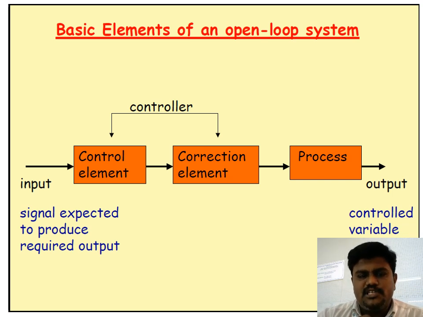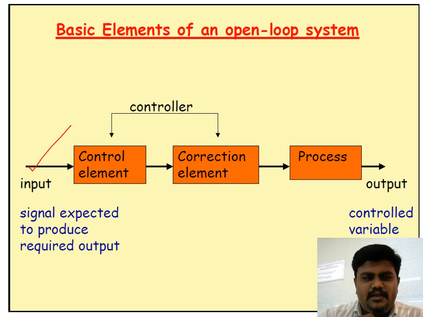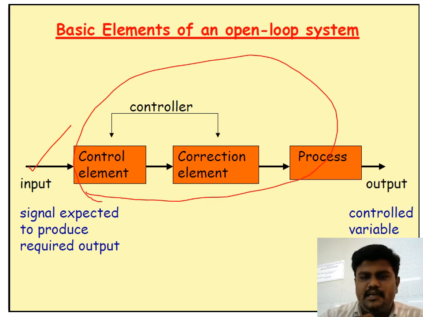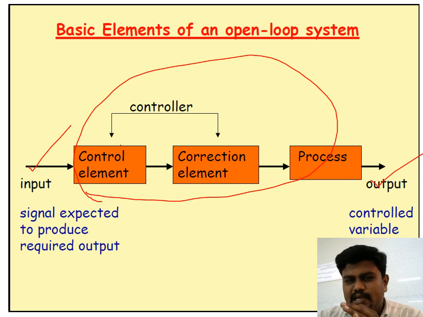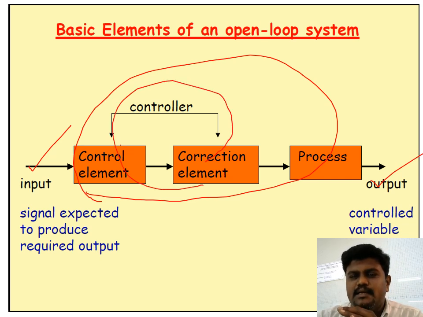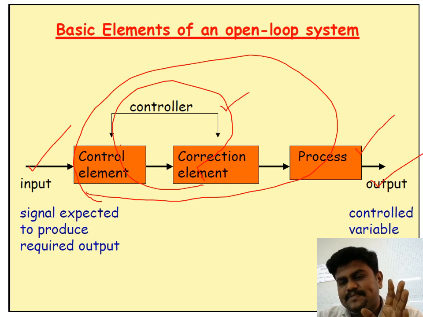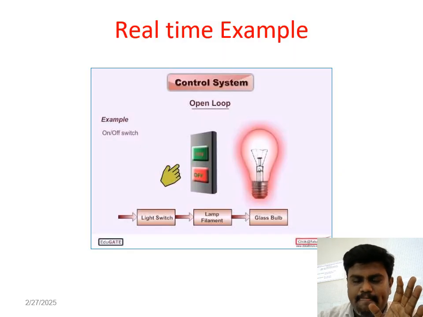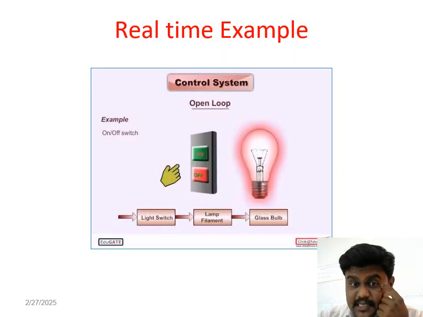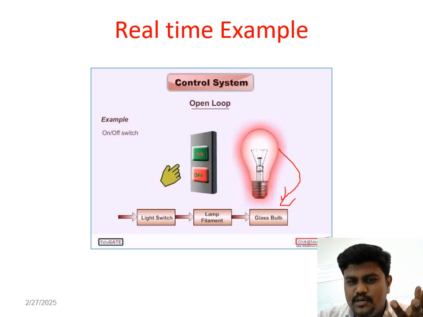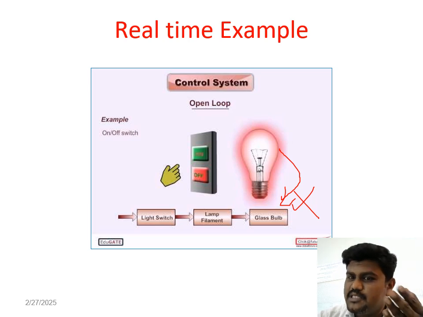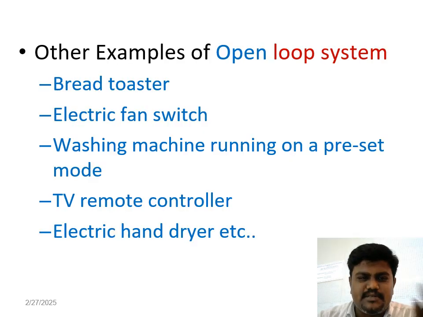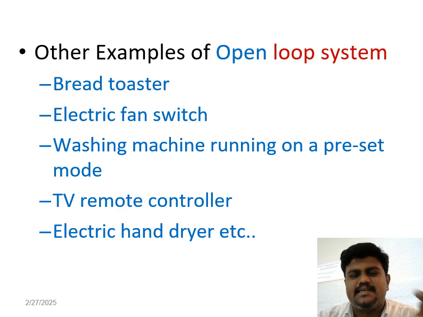So the basic elements of an open loop system, as we said: you'll have input, some processing element, and you'll have your output. In the processing element, you can see there are control elements and correction units. These two can be combined together and called a control unit. And finally you have a processing unit. This is simple. The example we just saw, switching on a light, you don't have any control on the output, so it comes under the open loop control system. Other examples: bread toaster, electric fan switch, washing machine, TV remote, and electric hand dryer.